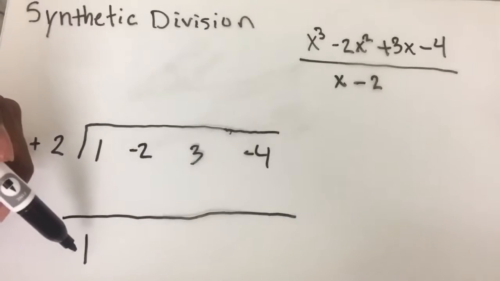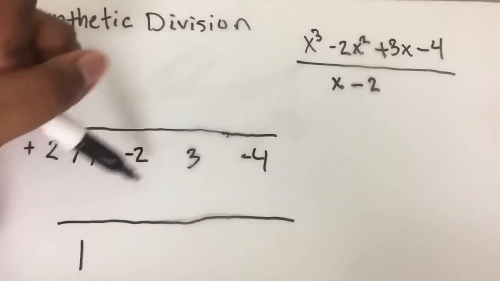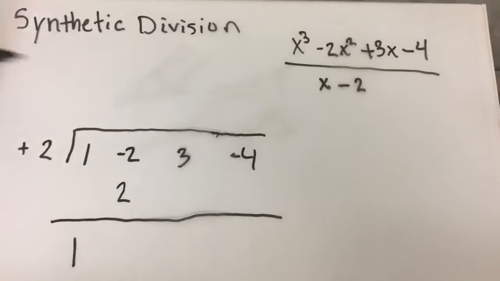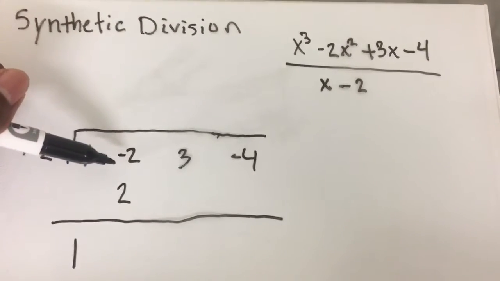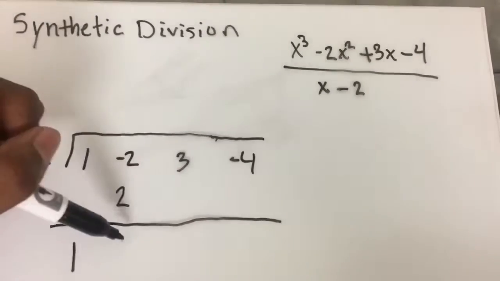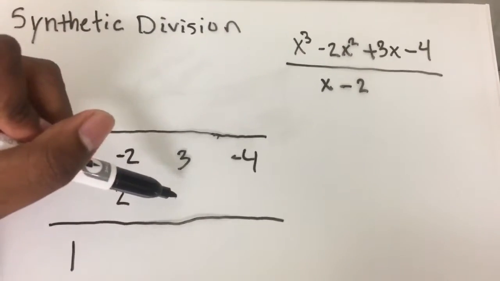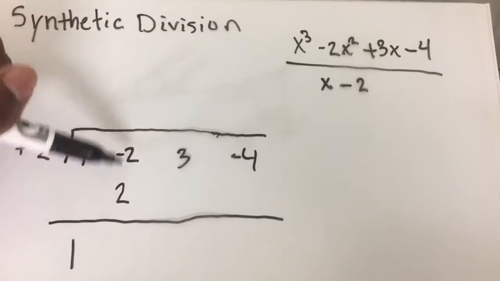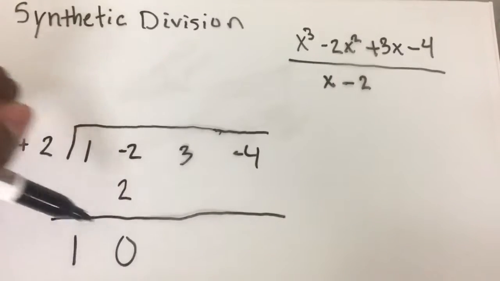So it's going to be 2 times 1, and that's going to be 2. So you write the other number right here. That's going to be -2. And these numbers right here, you always add them. So -2 plus 2, and that's going to give me 0.